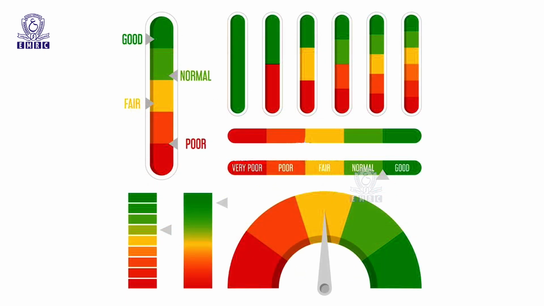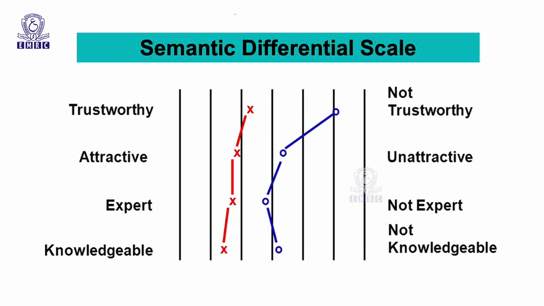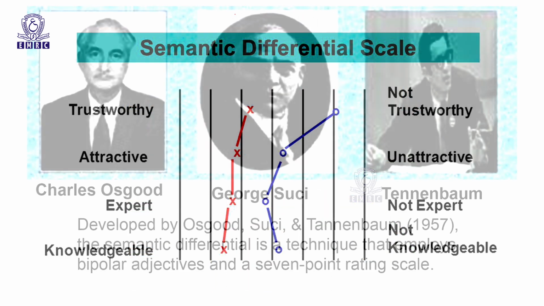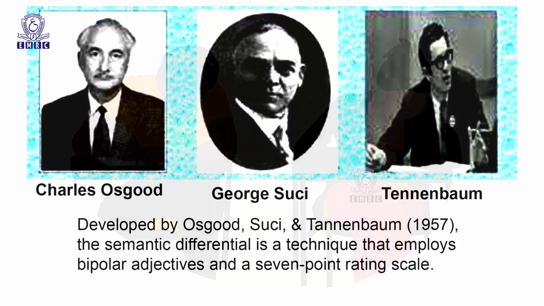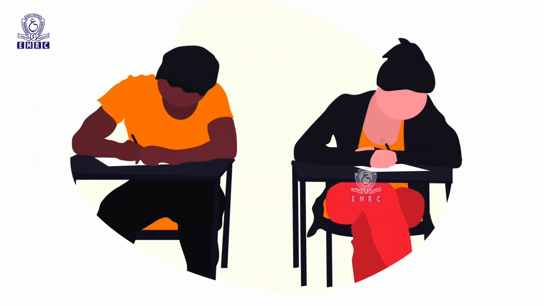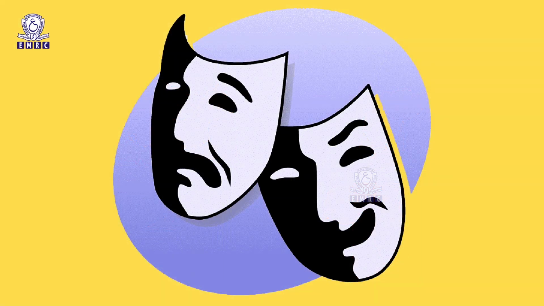With graphic rating scales, the rater's task is to check off or mark some line, numbers, letters or point on a figure. One widely used rating scale of this graphic variety is called the semantic differential. Developed by Osgood, Suci and Tannenbaum in 1957, the semantic differential is a technique that employs bipolar adjectives and a 7-point rating scale. The examinee is instructed to respond to the presentation of some idea, concept or issue by checking off one of the 7 spaces between the bipolar adjectives.